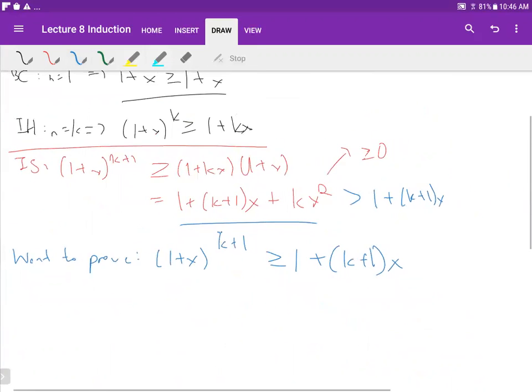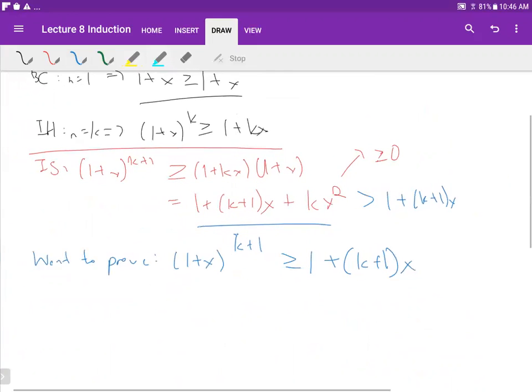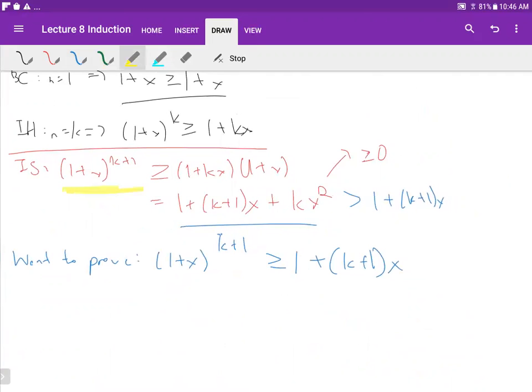Right, and then we'll notice, hey, we proved what we wanted to prove, because the left-hand side is this here, and the right-hand side is this. We multiplied both sides by 1 plus x, and we actually proved something even better than what we had before. This is greater than or equal to, not greater than, because kx squared can be 0 if x is 0. So yeah, you would notice that we've proved this problem.